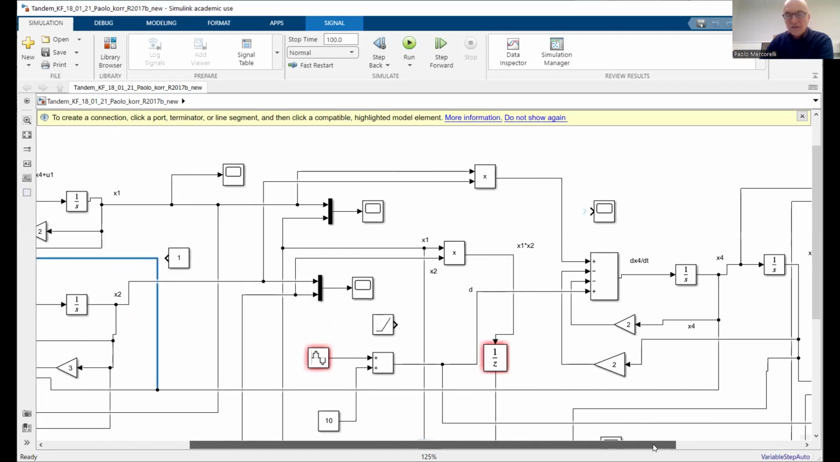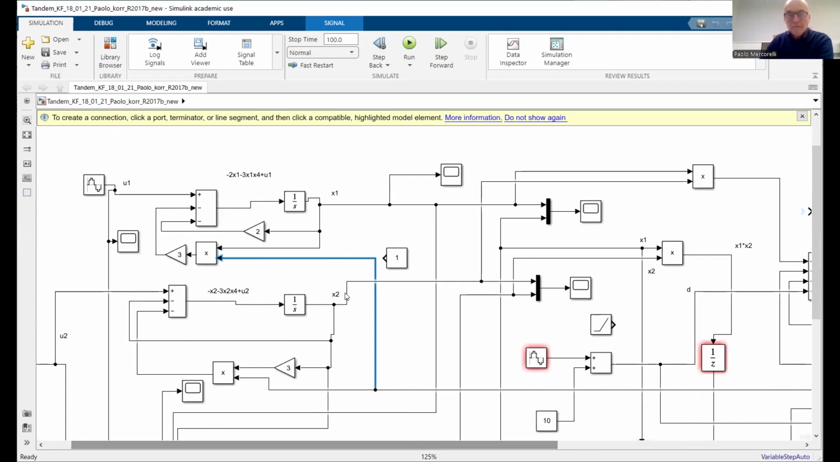X4, if you look at the system, minus 2 times X1. If you look at the system, I will look in order to show you a few things, and then you can believe me about it. Let me show you now the slide again.